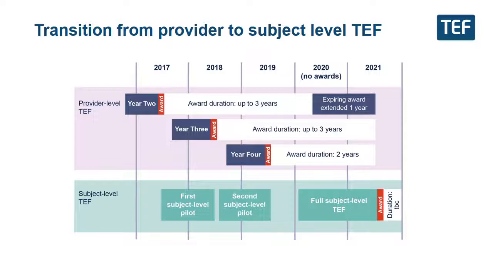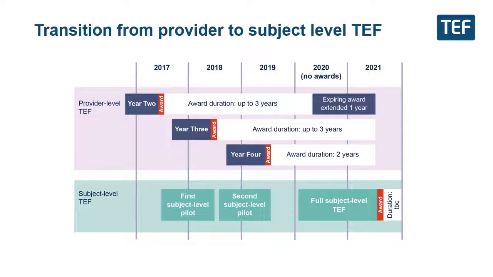Up to now, each TEF exercise has been completed within a single academic year. However, given the scale of the first full subject level TEF exercise, it will be conducted across two academic years, 2019-20 and 2020-21, to enable it to produce robust outcomes. We expect the application window to open in early 2020 and to publish the outcomes in spring 2021. The diagram on your screen summarises the TEF development timeline.